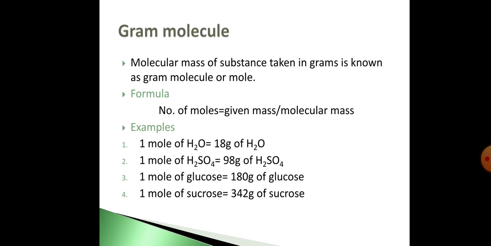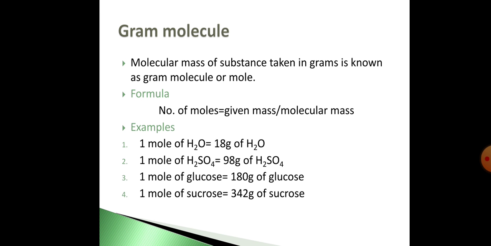For example, in case of water, if we take 18 gram of water, then that quantity is equal to 1 mole of water. In the same way, the molecular mass of sulfuric acid is 98 AMU. So if we take 98 gram of sulfuric acid, then it is equal to 1 mole of sulfuric acid. In case of glucose, the molecular mass is 180 AMU. So if we take 180 gram of glucose, then it is equal to 1 mole of glucose.